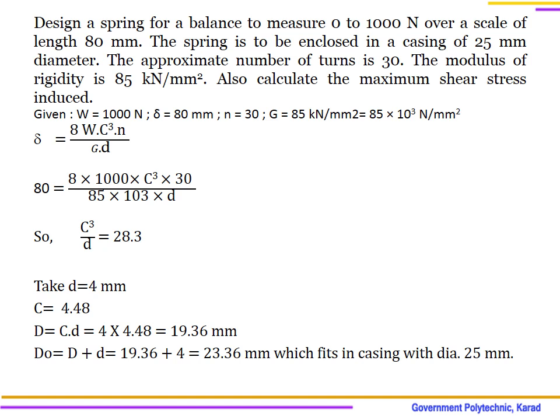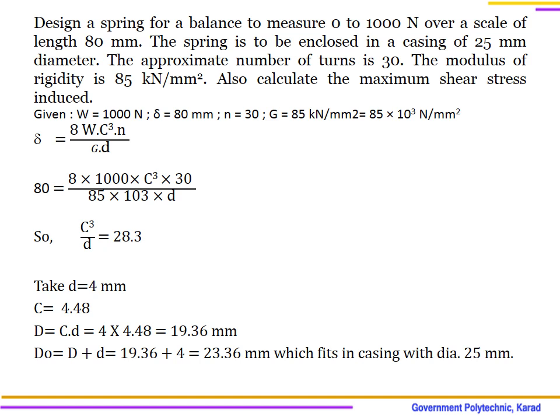So to determine the coil diameter, we will be taking wire of diameter 4 mm. If we put d equal to 4 in the above relation, C cube upon d is equal to 28.3, what do we get? C is equal to 4.48, and what will be the capital D? C multiplied by small d. So capital D, the mean coil diameter, becomes 19.36 millimeter.